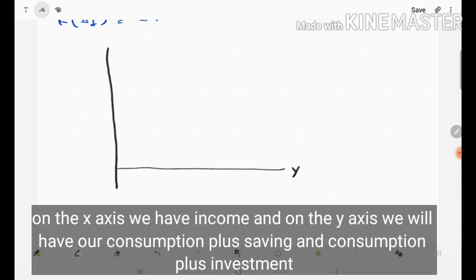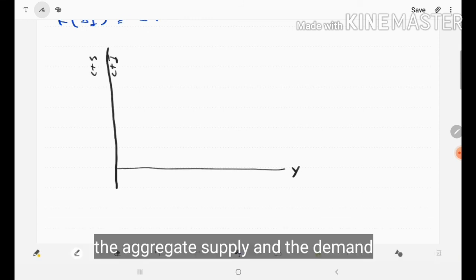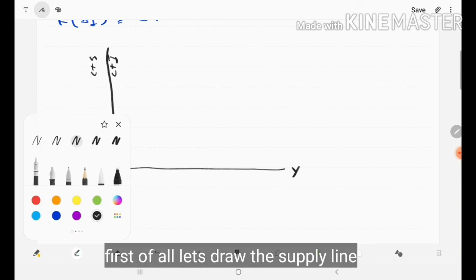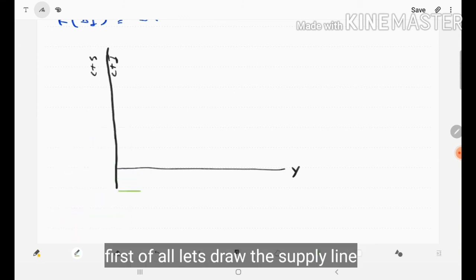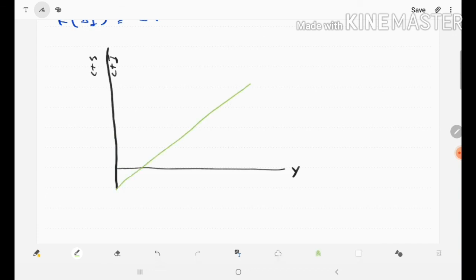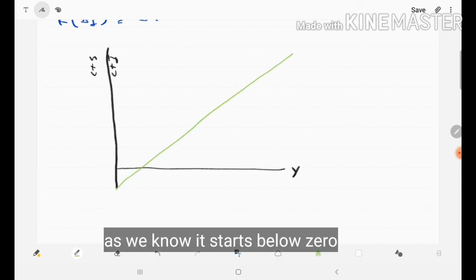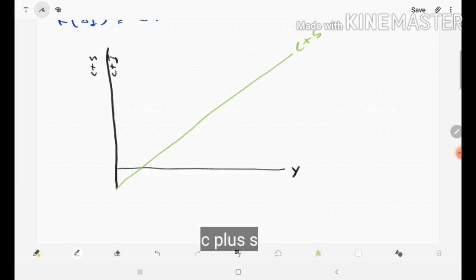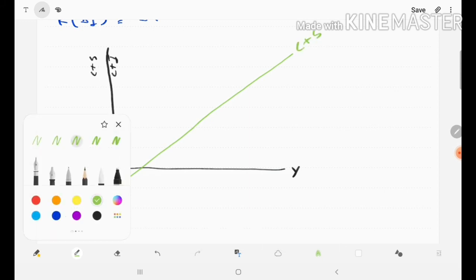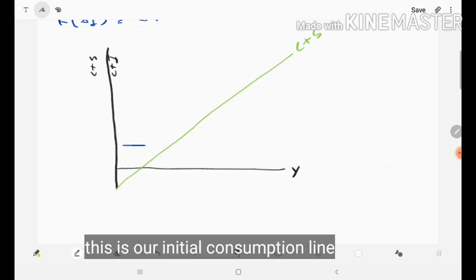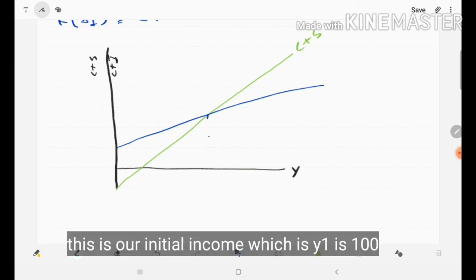On the x-axis we will show our income, and on the y-axis we will have consumption plus saving and consumption plus investment, the supply and the demand. First of all, let's draw the supply line. As we know, it starts below 0, C plus S. And this is our initial consumption line. This is our initial income, which is Y1, say it is 100.